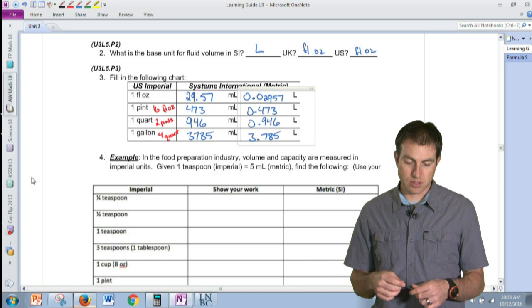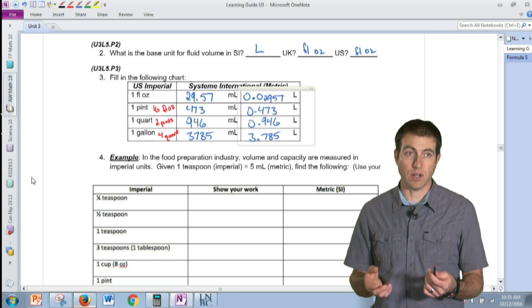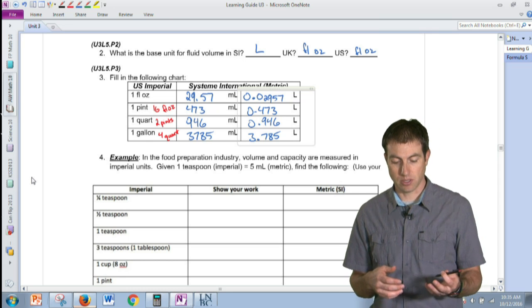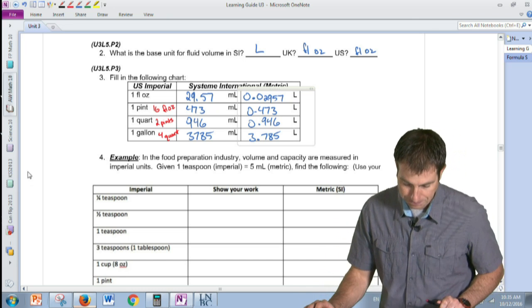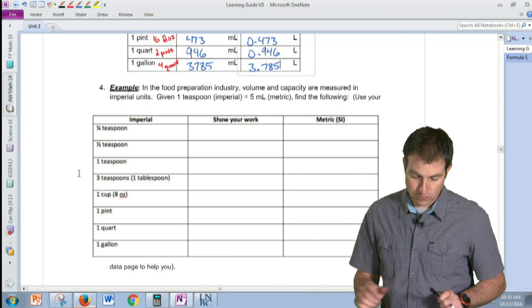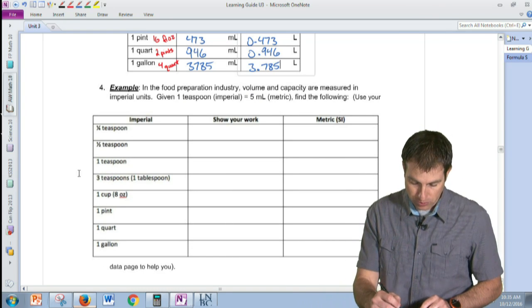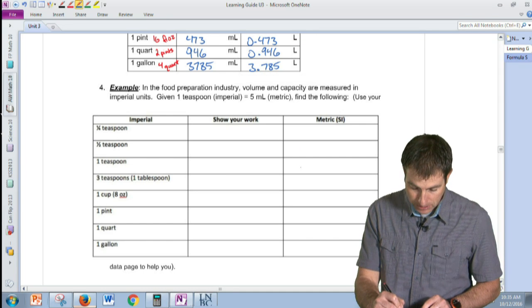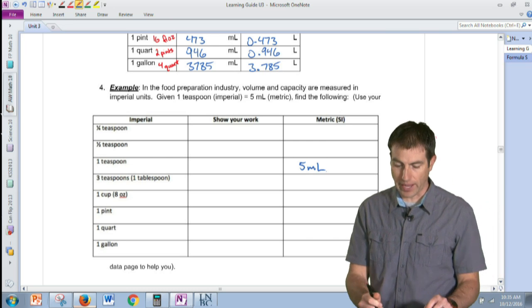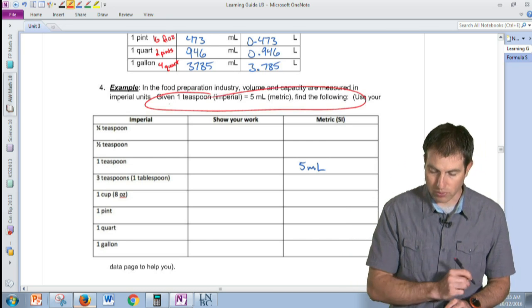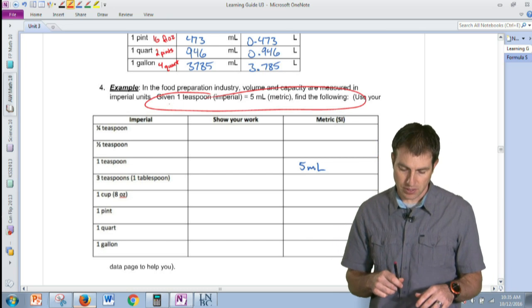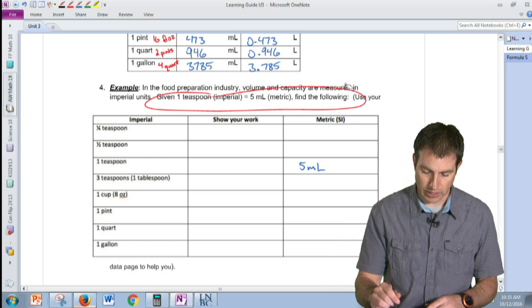So it tells us in the example that a teaspoon is 5 milliliters. So that is a conversion from imperial to metric. 1 teaspoon, 5 mils. Fair enough. So if I had 1 teaspoon is 5 milliliters, I could start with that because it's given right here in the question. And then I can work from there and fill out the rest of this table given some of the stuff I know already.